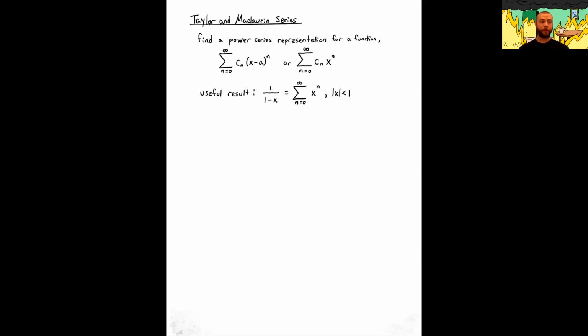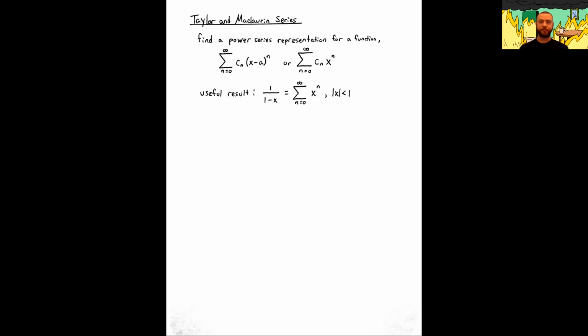Now, all the examples that we looked at kind of built off of using our geometric series power series, which we re-expressed as 1 over 1 minus x equals the summation from n equals 0 to infinity of the term x to the n. And this power series representation is only valid for values of x in absolute value less than 1, or equivalently values of x between -1 and 1.